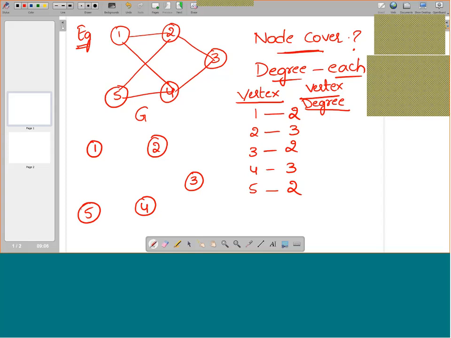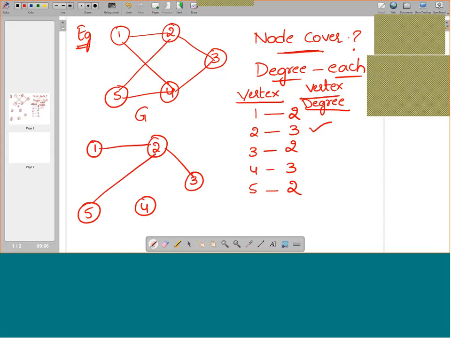So first we will take 2. Listen carefully. If we consider 2, what are the edges we can draw? 1 to 2, 2 to 3 and 2 to 5. See carefully. If we take 2, we can draw 3 edges, that is 2 to 1, 2 to 3, 2 to 5.